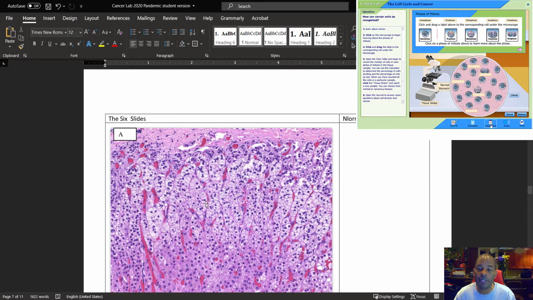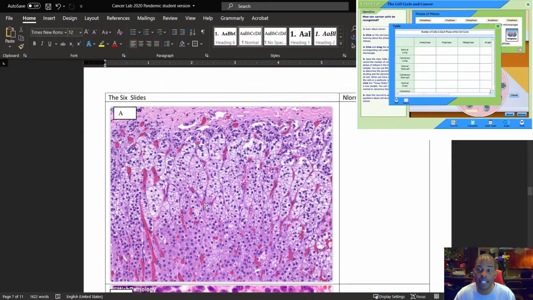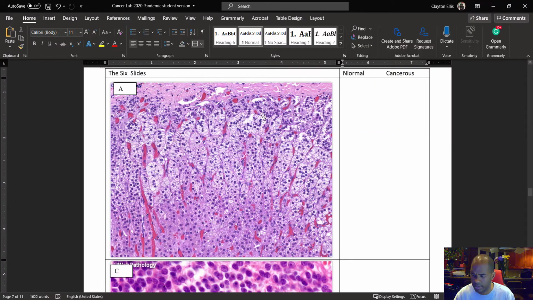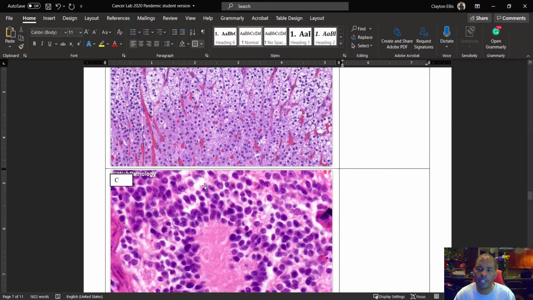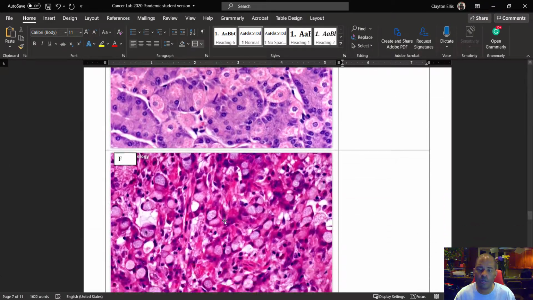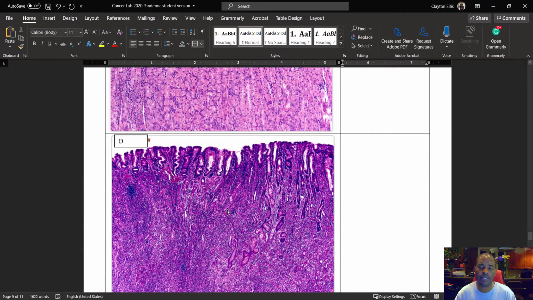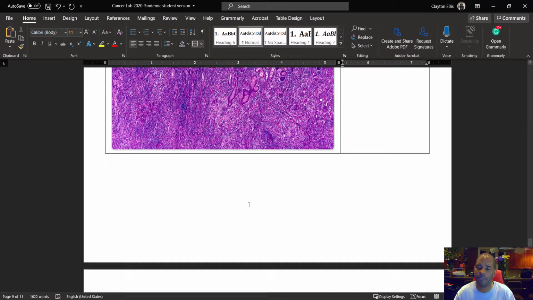And then you're provided with 6 slides. Of these 6 slides, 3 of them are normal. Spelled that wrong. 3 of them are normal and 3 of them are cancerous. And so you have to figure out which 3 are normal and which 3 are cancerous after having completed those exercises. Right? This is just a completion activity. You're doing it to get a better experience. Engage yourself. If you don't want to do it, you don't have to.